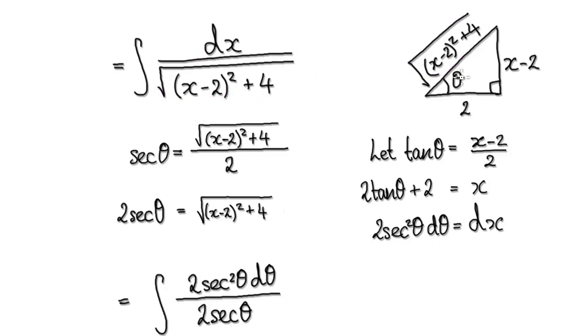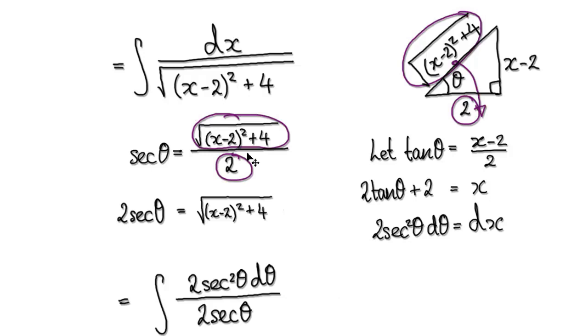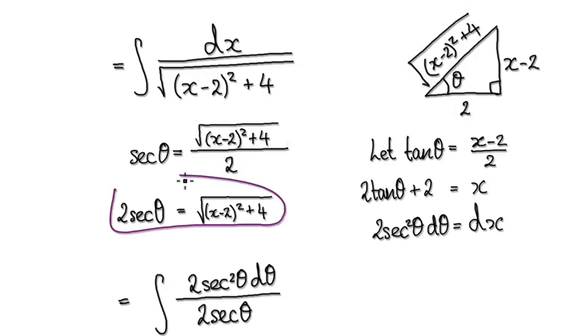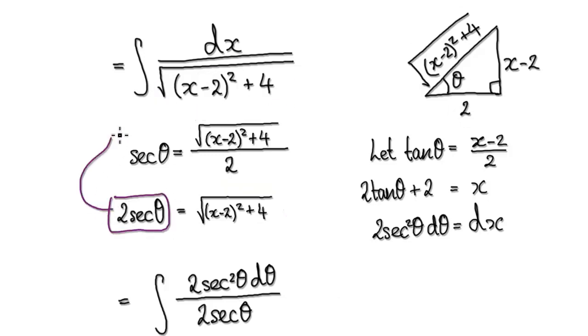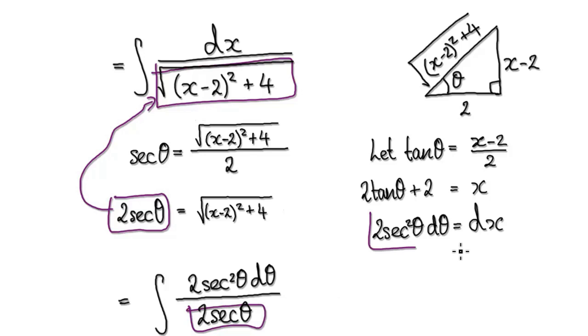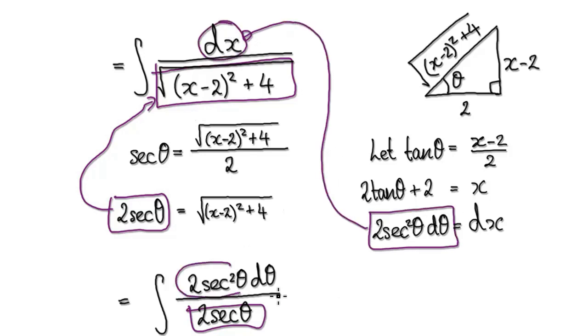If you look at secant theta, it will be hypotenuse over adjacent, and then times both sides by 2. So now we've got this thing here, which is this thing here. So we can put this into here. So that's this bit here, and then we can put the dx into here. That will then give you this.